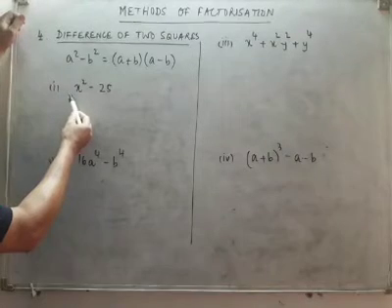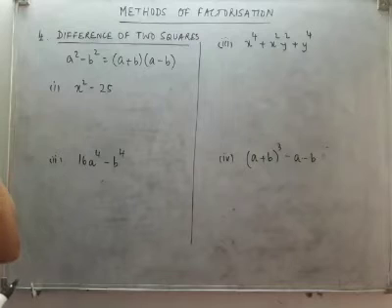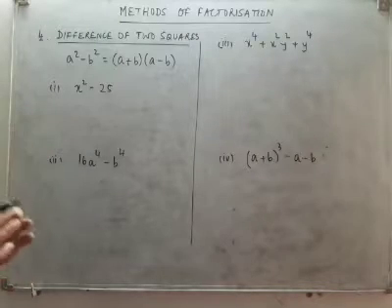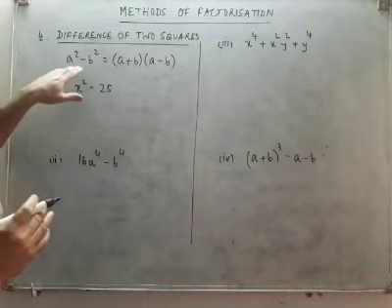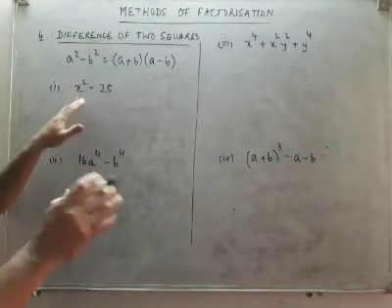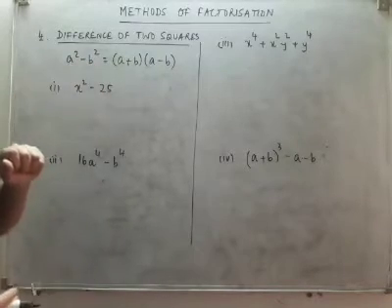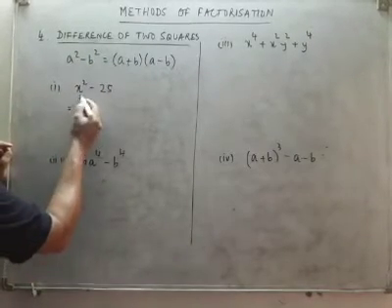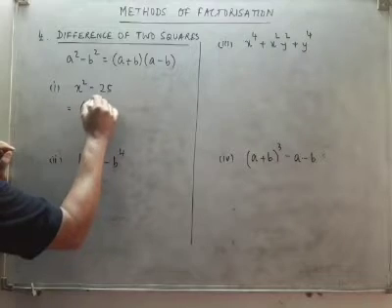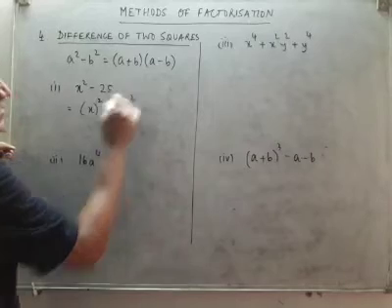The first expression, x squared minus 25. So first of all, break up the expression in the form of a first term square and a second term square. So that's what you'll need. You'll need a first term square and a second term square. What that means here is x squared can be written as x to the power of 2 and 25 can be written as 5 squared.